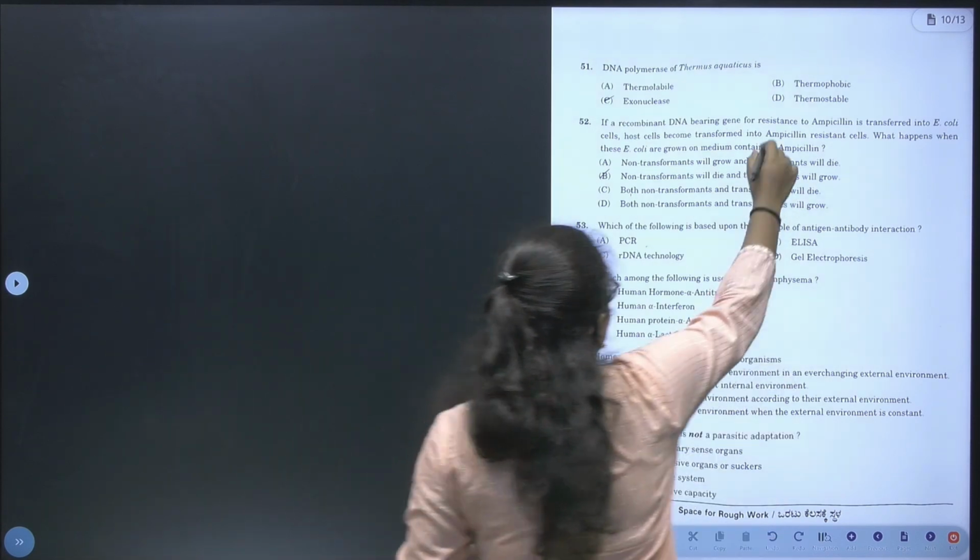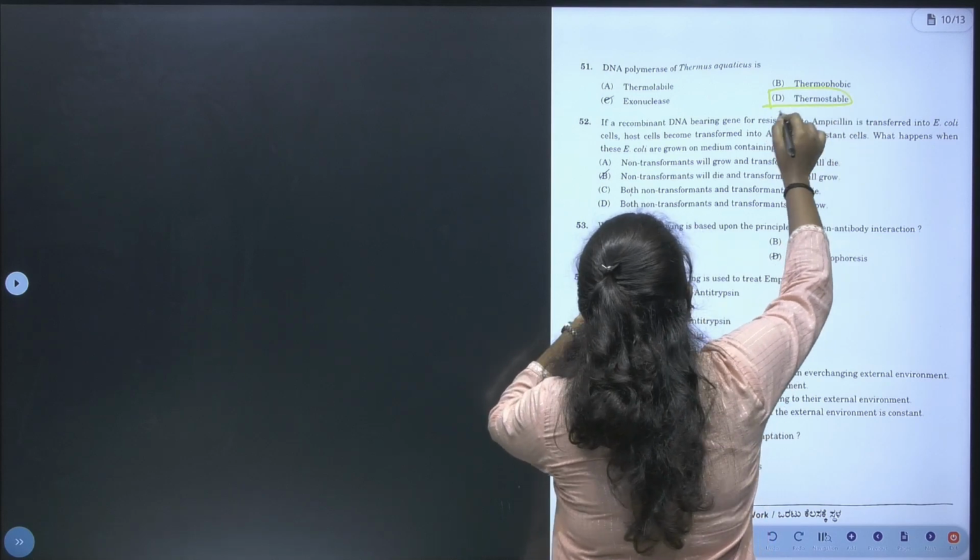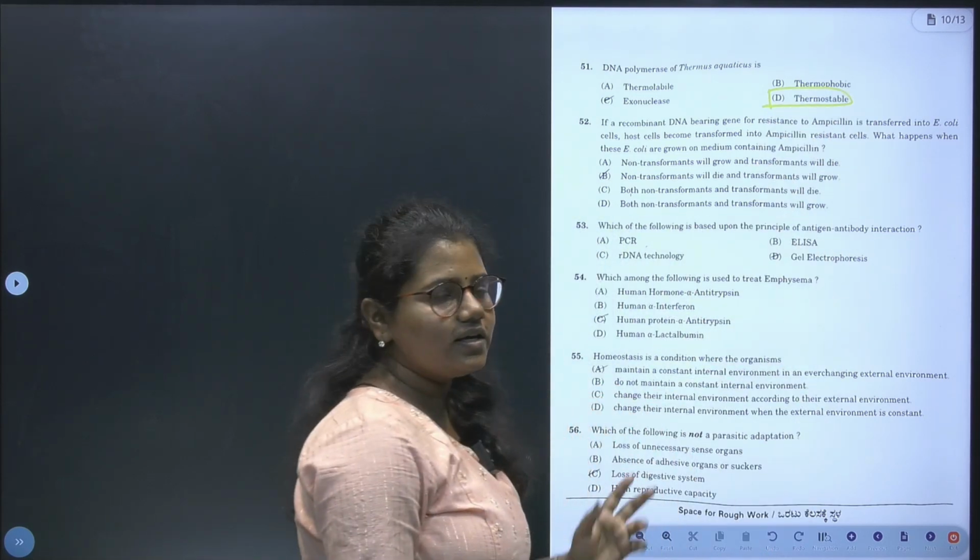So Thermus aquaticus is a thermostable bacteria. So option D is correct.